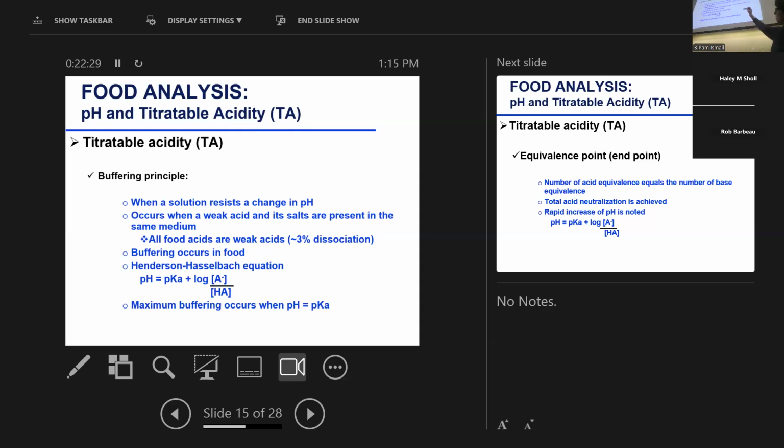This is just to remind you that a buffer resists change in pH, and it occurs when you have a weak acid and its conjugate base. All food acids are weak acids. So buffering occurs in food, and we need to keep that in mind when we are determining total acidity. We want to make sure that we are not at the buffering zone of these acids. And then the Henderson-Hasselbalch equation is important because when we're titrating, what are we doing? You have acid, you titrate until you get neutralization of that acid. So that is the point.